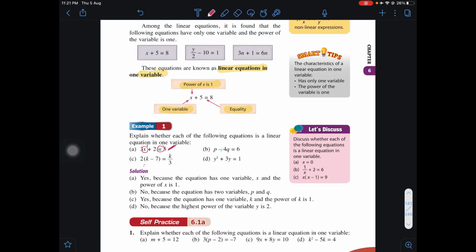So B, p minus 4q equal to 6. Oh, you can see it directly. There are two types of unknown here, which are p and q. So therefore, this is not a linear equation in one variable.